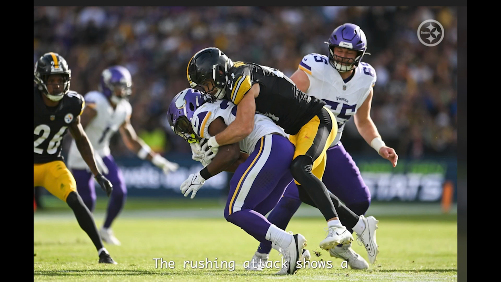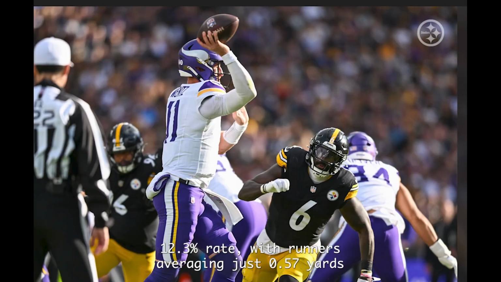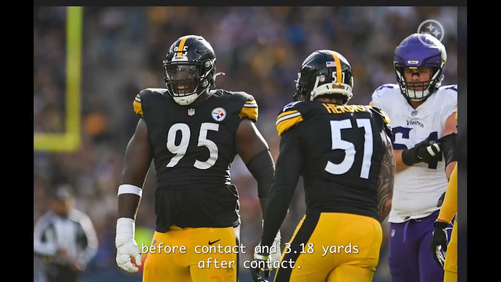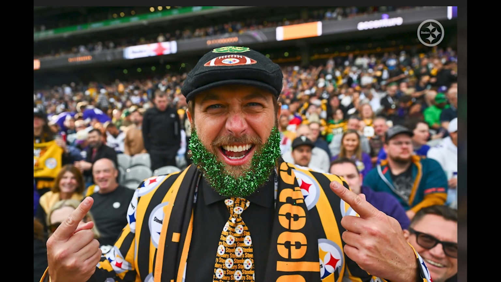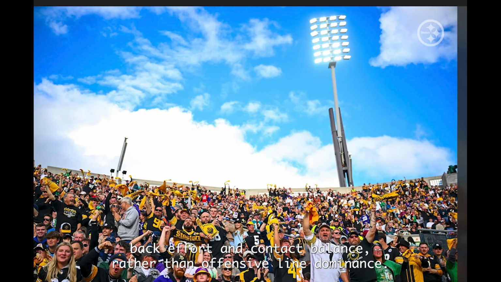The rushing attack shows a pattern of physical effort compensating for blocking limitations. The Steelers have produced 10 explosive runs of 10 or more yards, a 12.3% rate, with runners averaging just 0.57 yards before contact and 3.18 yards after contact. This imbalance underscores how most production stems from running back effort and contact balance rather than offensive line dominance.